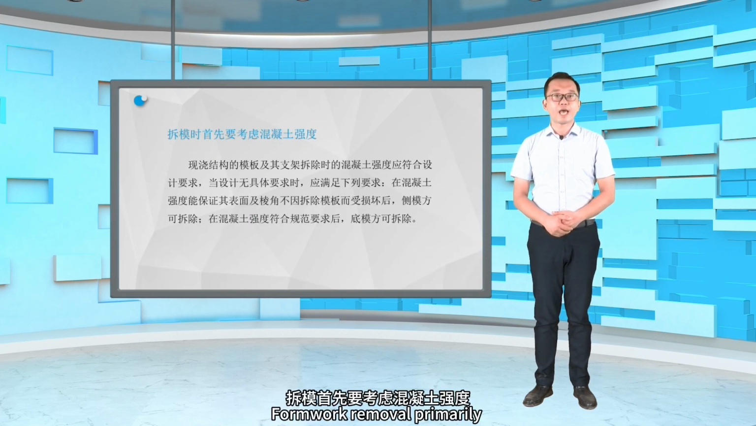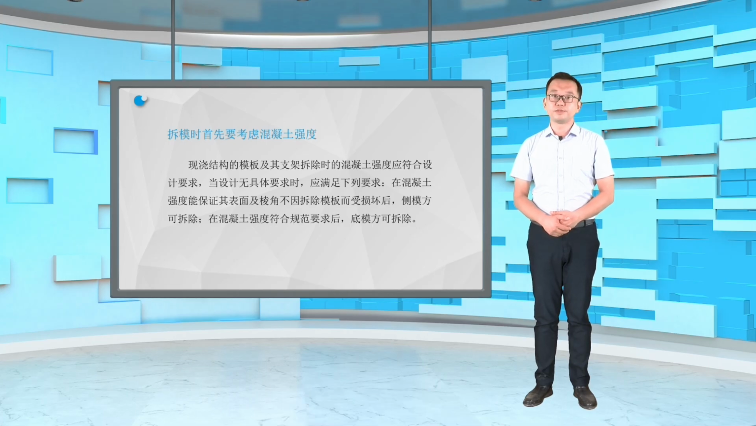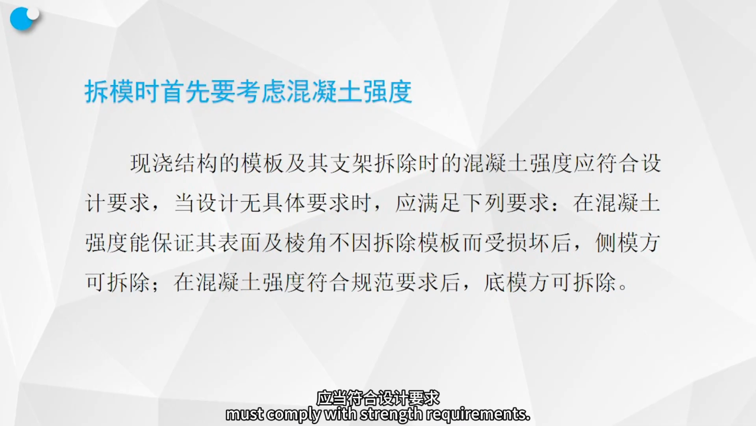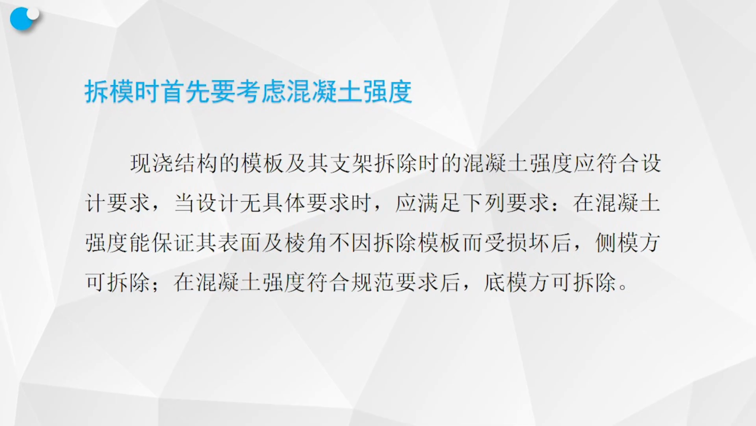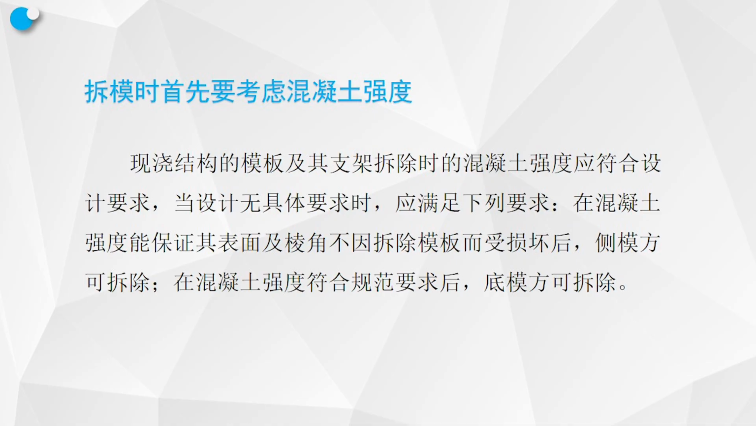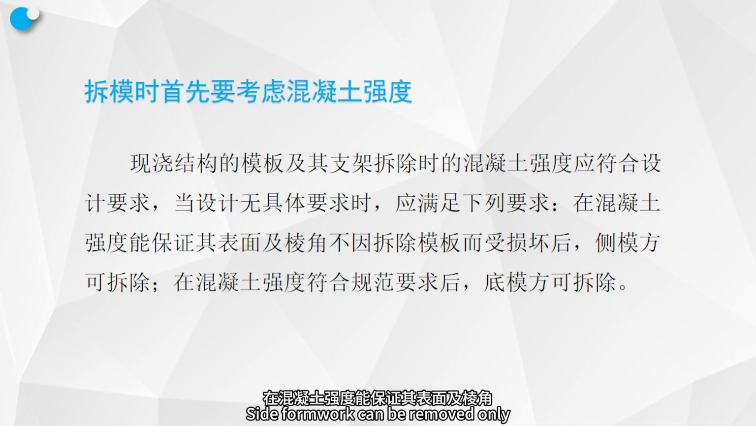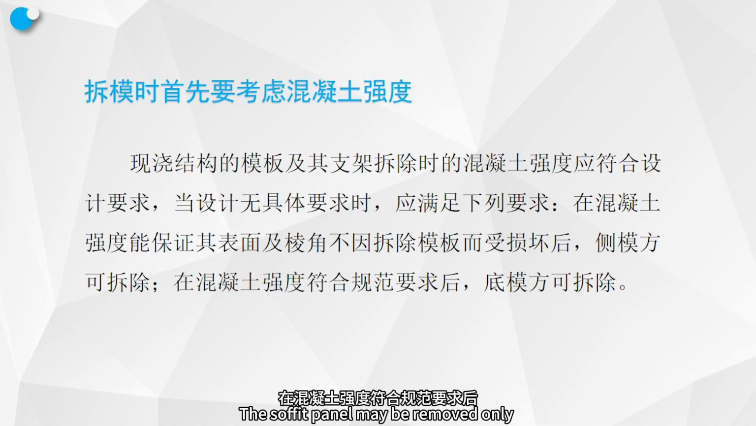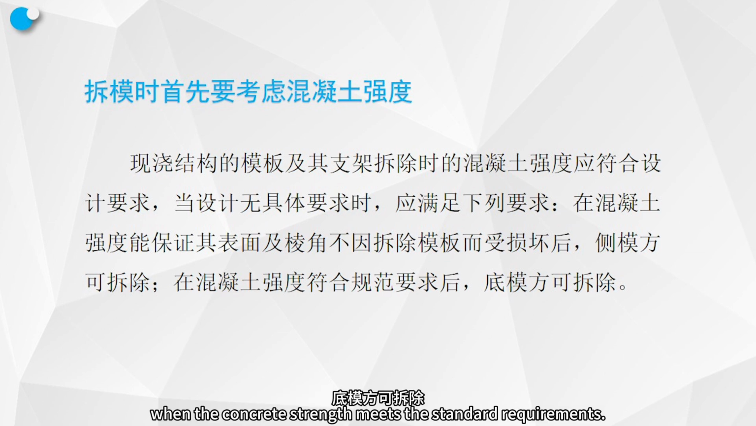Formwork removal primarily depends on the concrete strength. For cast-in-place structures, the removal of formwork and support must comply with strength requirements. If no specific design requirements are provided, the following conditions must be satisfied. Side formwork can be removed only when the concrete strength is sufficient to ensure that its surfaces and edges are not damaged by removal. The soffit panel may be removed only when the concrete strength meets the standard requirements.